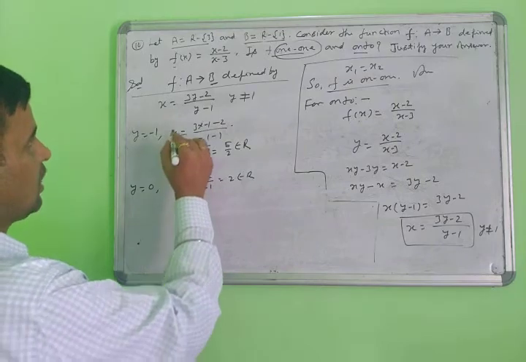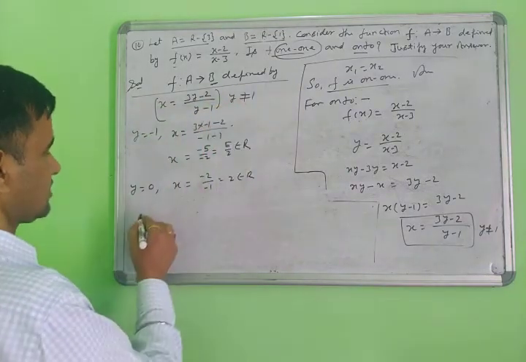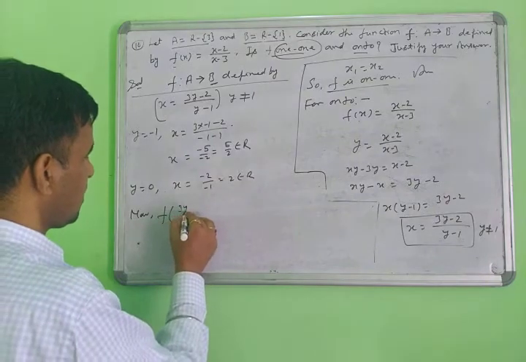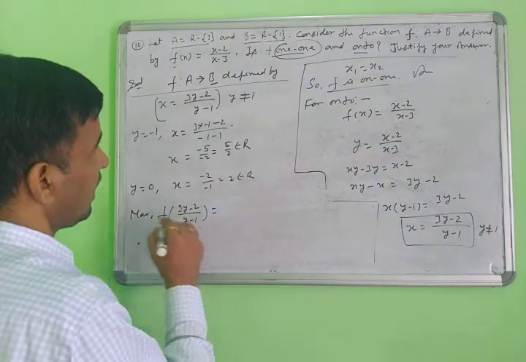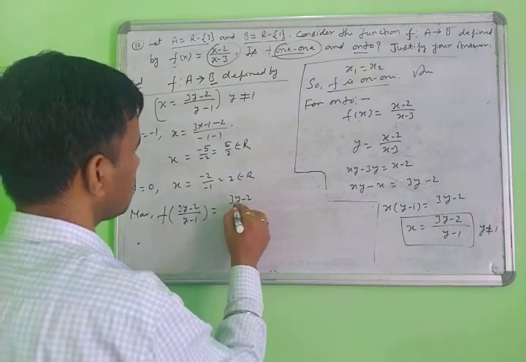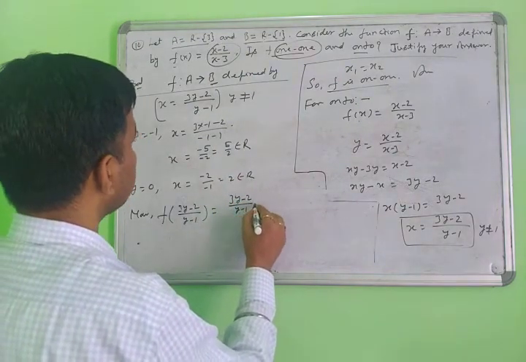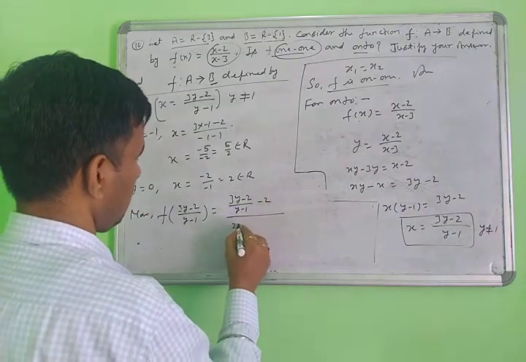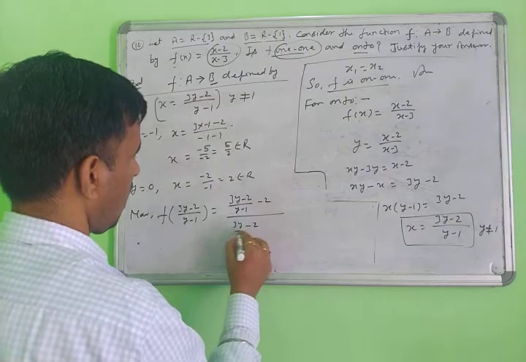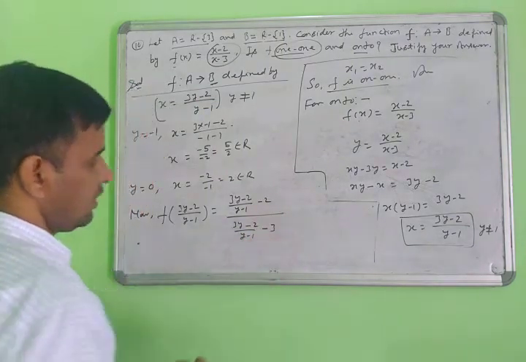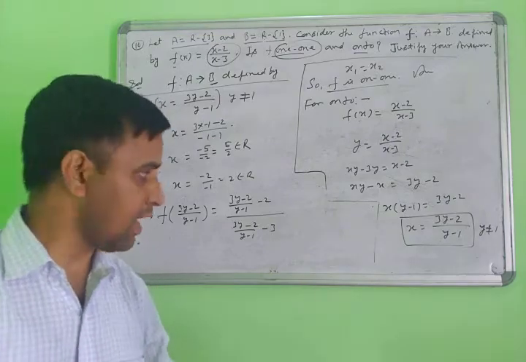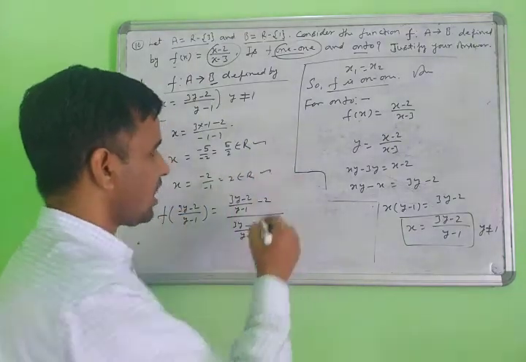And simple things, you are putting these values in the function f(x). Now, what is the value of x? x equals (3y minus 2) upon (y minus 1). Putting x here: f(x) equals 3 times (3y minus 2 upon y minus 1) minus 2, upon (3y minus 2 upon y minus 1) minus 3. You solve this value, then the result comes y. That means every element of the codomain has a pre-image in the domain. You can give a simple example, otherwise you solve in this way.